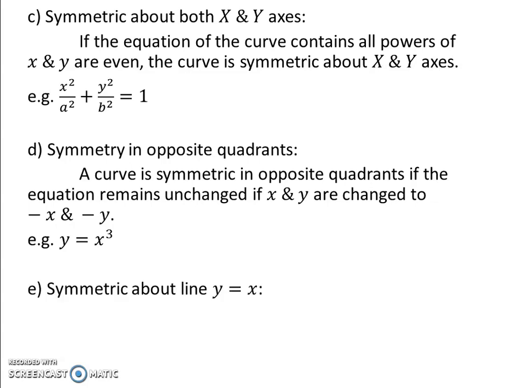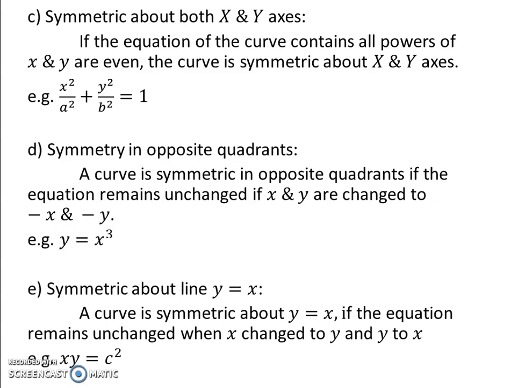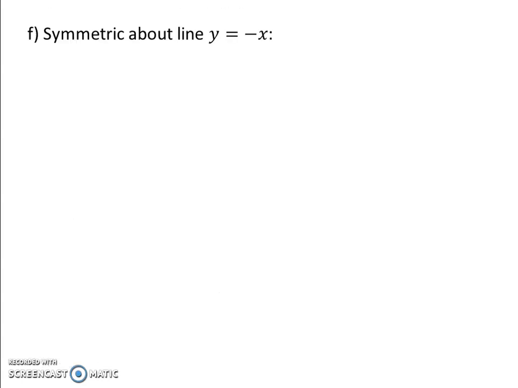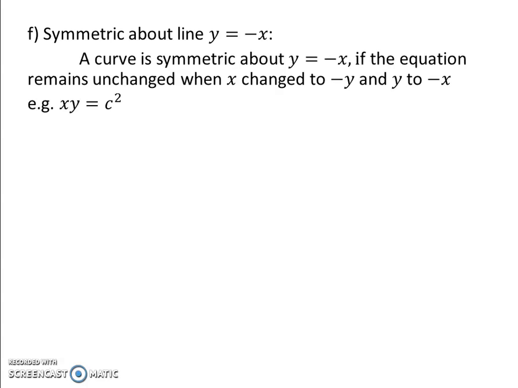Next, symmetric about the line y equal to x. If in the equation of the curve we replace x by y and y by x, y और x को interchange करते हैं एक दूसरे के साथ, still the curve remains unchanged, then it is symmetric about the line y equal to x. For example, xy equal to c square. अगर आप x की जगह y डालो, y की जगह x डालो, फिर भी आपको same curve मिल रहा है. Therefore this is symmetric about the line y equal to x. Similarly, if we change x to minus y and y to minus x and the curve remains same, then it is symmetric about y equal to minus x. For example, xy equal to c square.